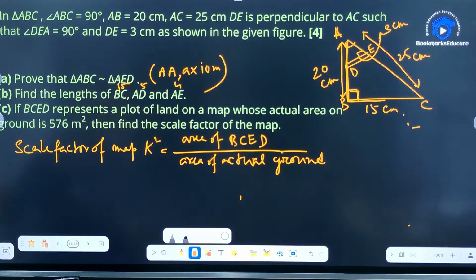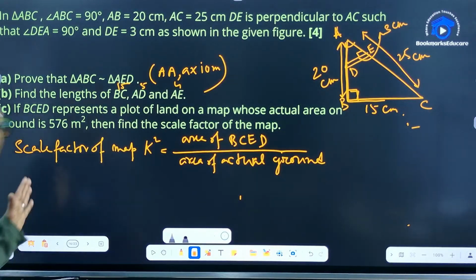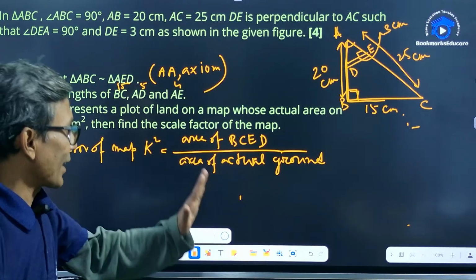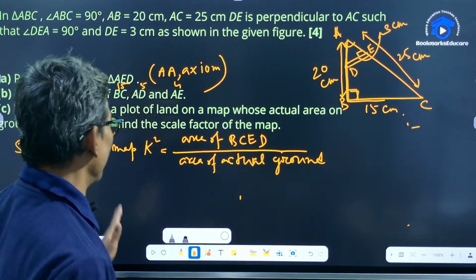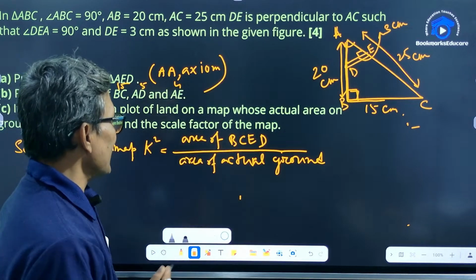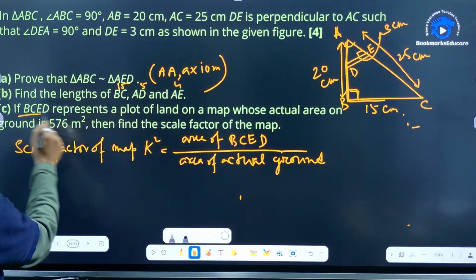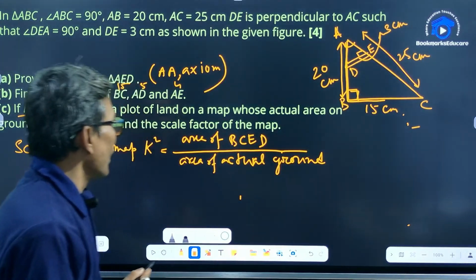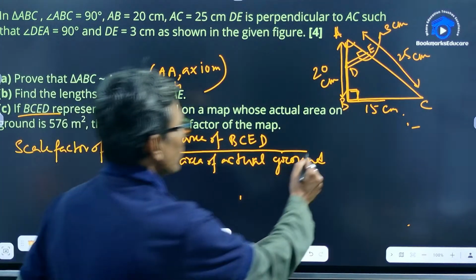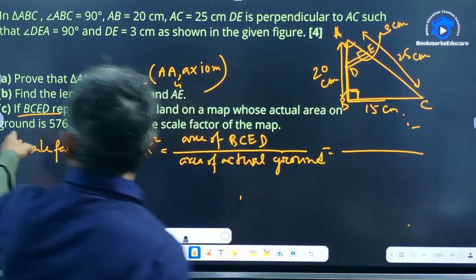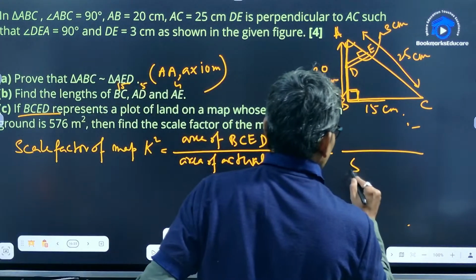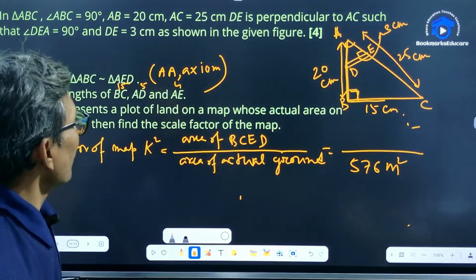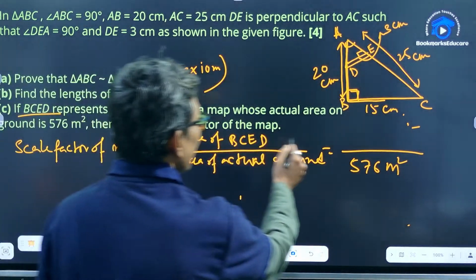So scale factor of the map, k square, is equal to, this is the formula for the area of the scale factor: area of BCED divided by the area of actual ground. The area of actual ground is given, that is 576 meter square. And the area of BCED.